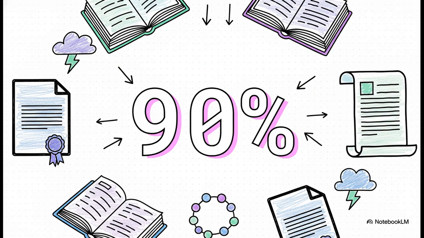But the price disruption doesn't even stop there. For any app that needs to repeatedly use the same large documents, think a company handbook or a huge legal library, there's a feature called context caching that can slash costs by an incredible 90%.